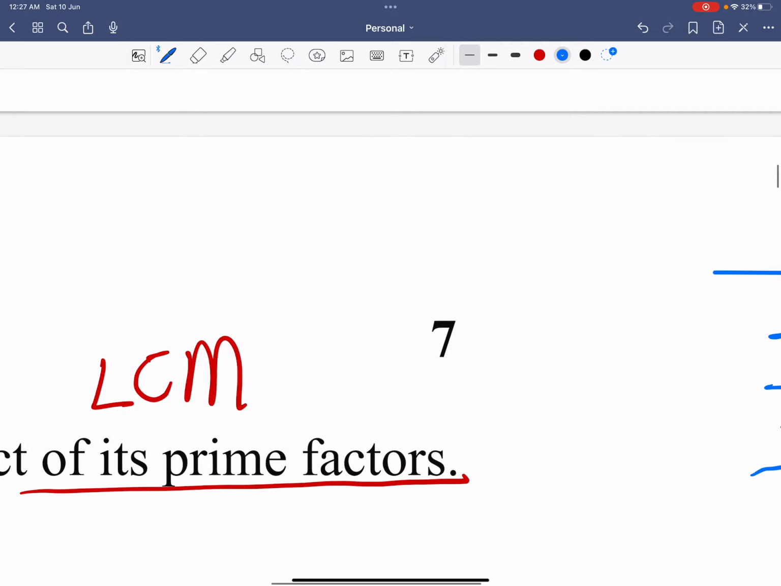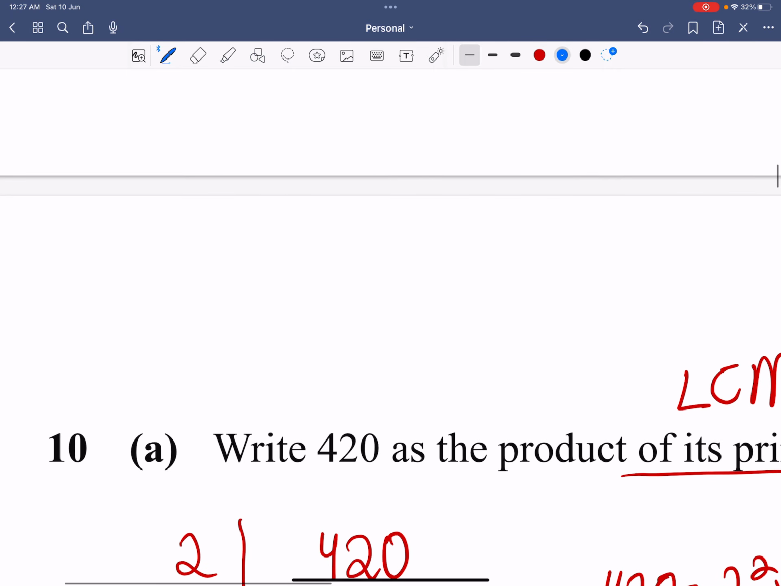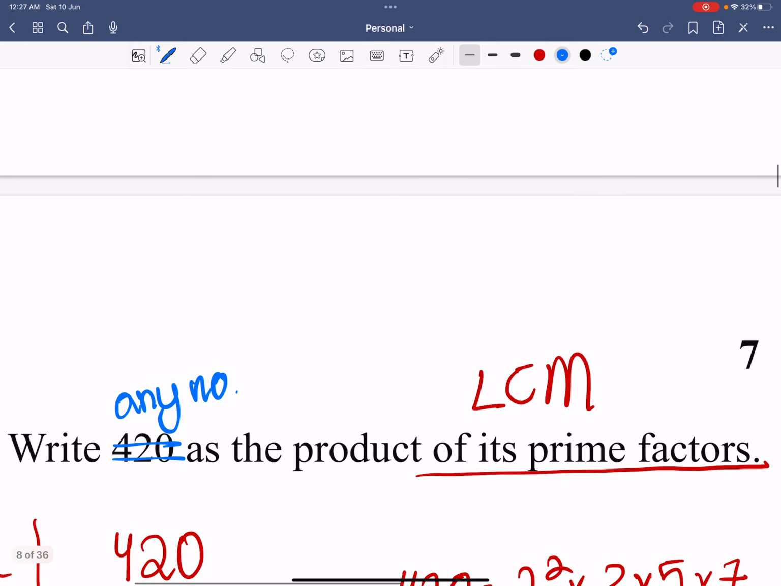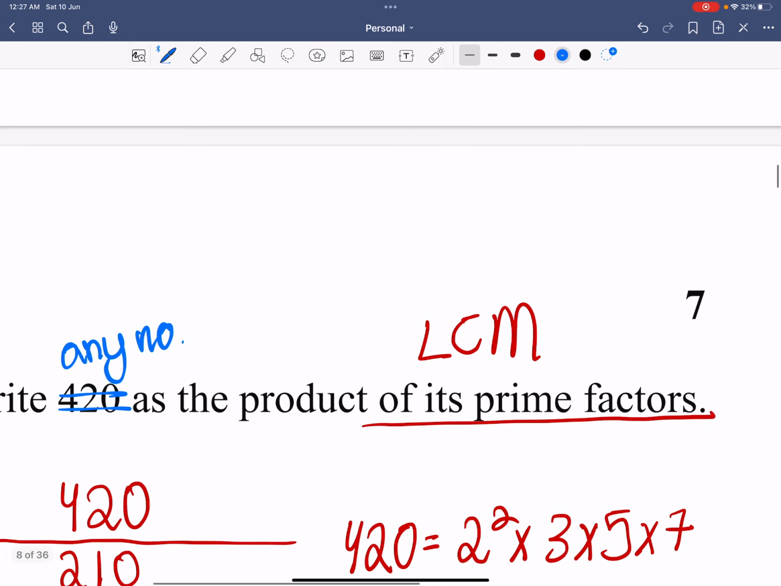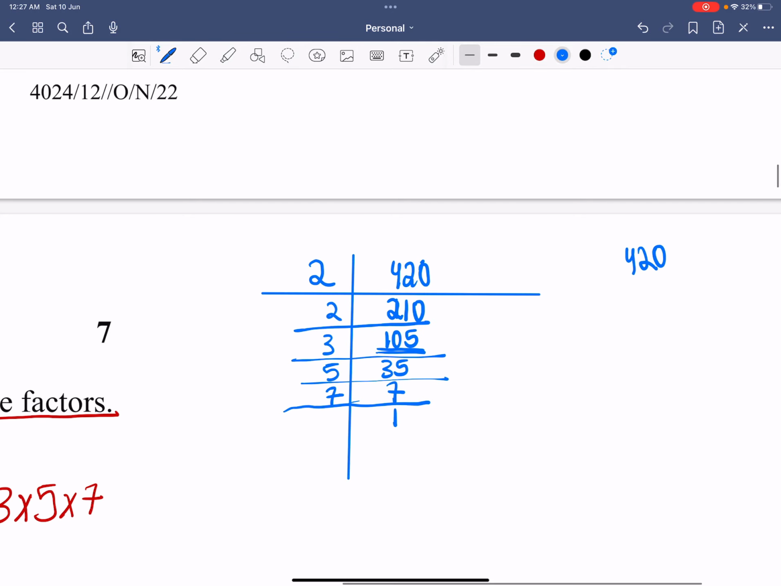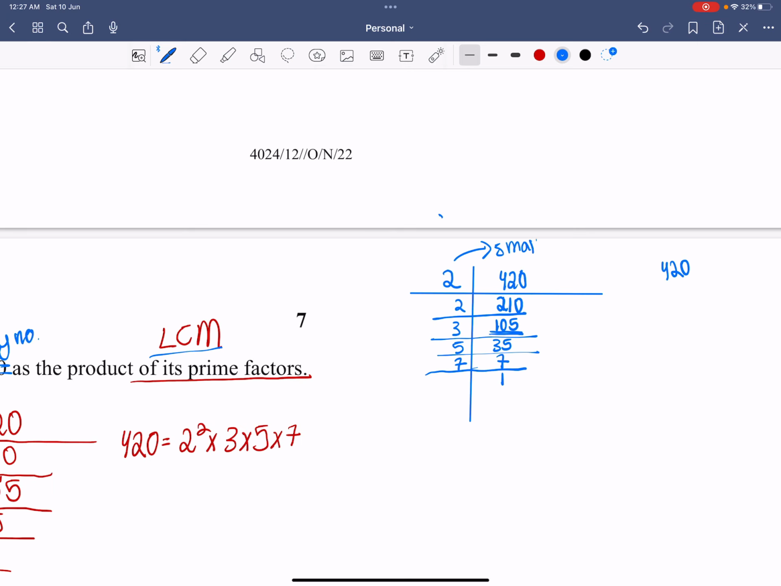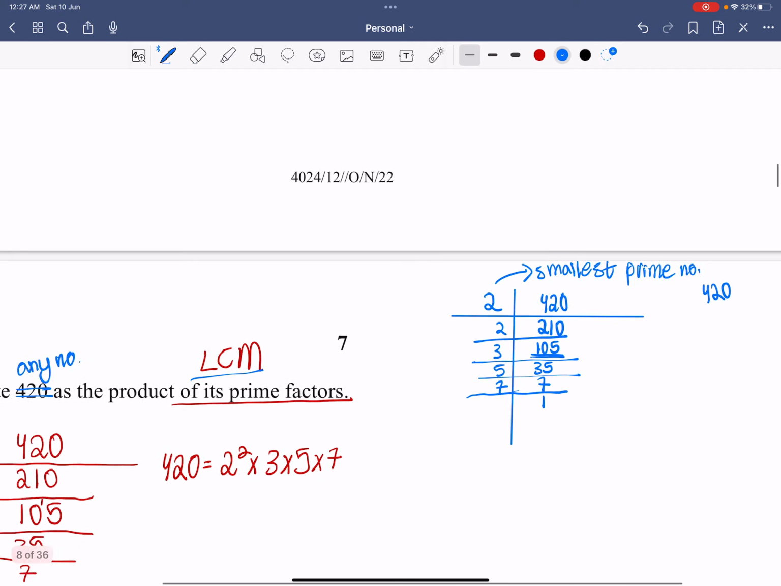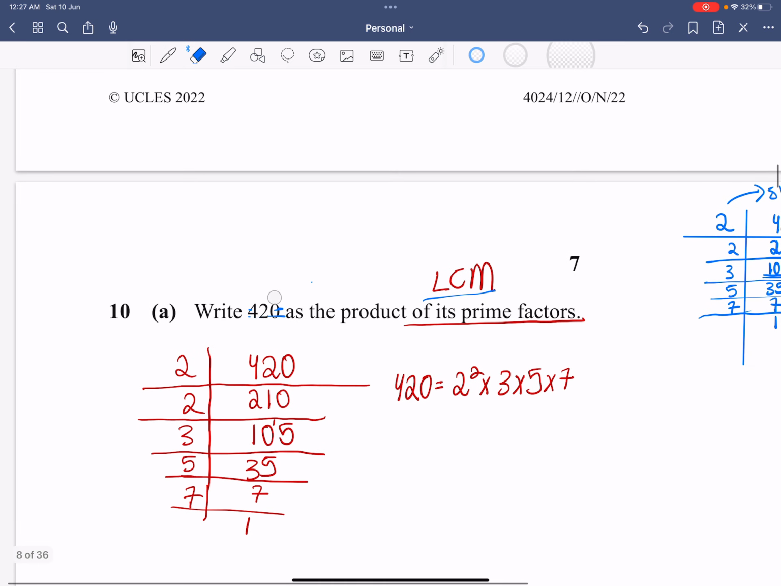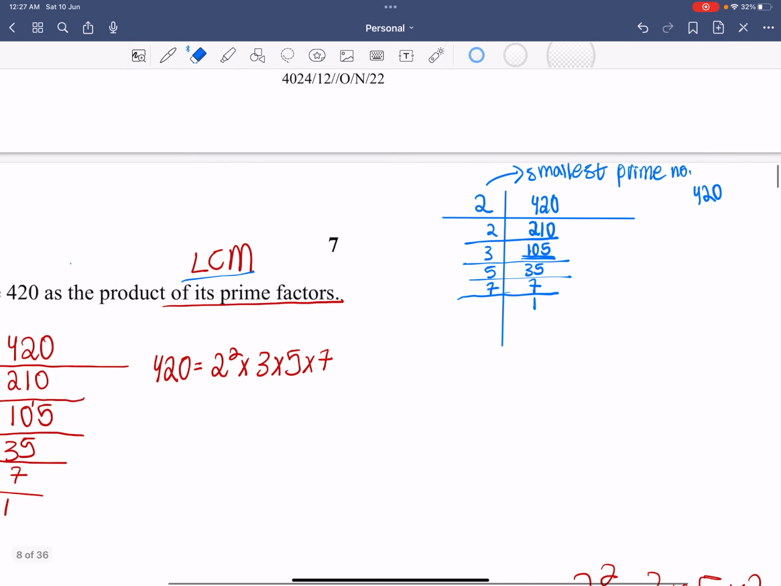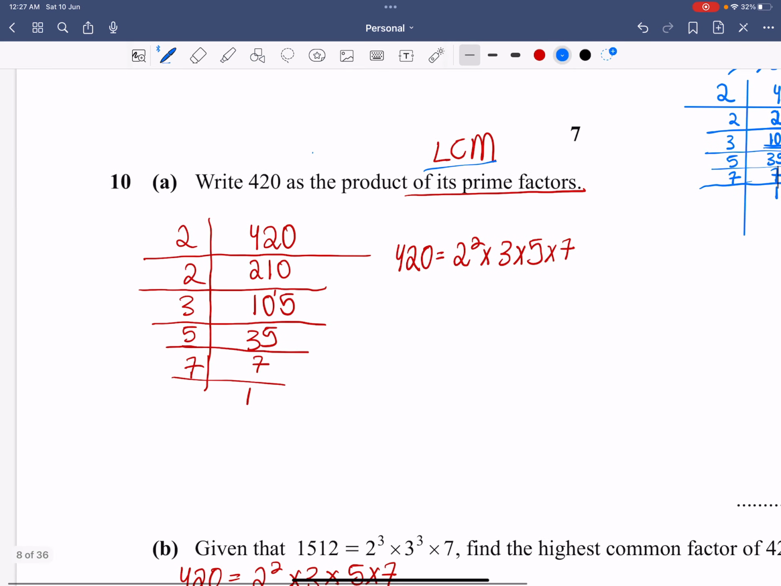So whenever they tell you to write 420, for example, any number as a product of its prime factors, you will take out the LCM like I've shown you here. But make sure to use the smallest prime number, right? So you need to be using this, right? So now let me remove this. So I've done exactly this, and I found 2 times 2 times 3 times 5 and times 7.